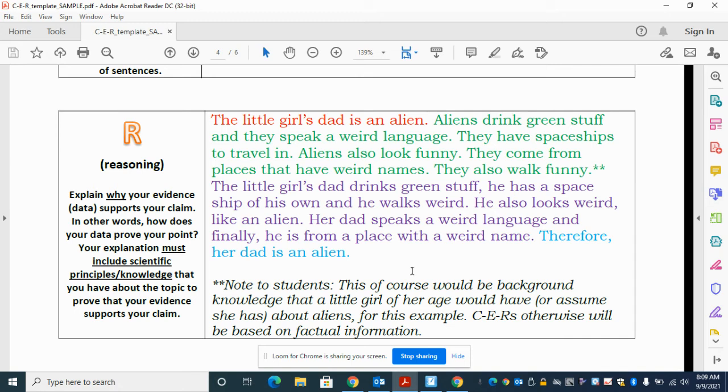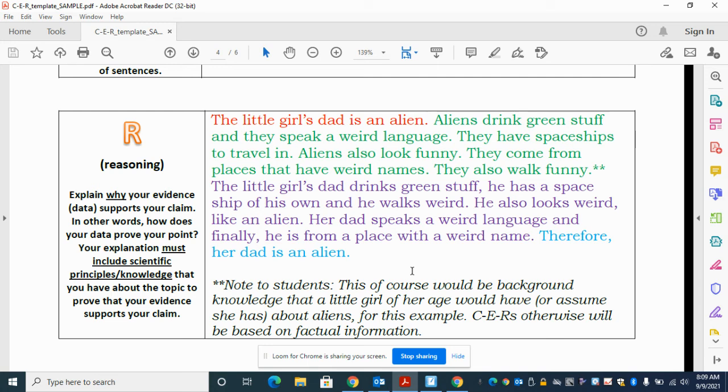It says, the little girl's dad is an alien. Aliens drink green stuff, and they speak a weird language. They have spaceships, and they come from places that have weird names. They look funny, and they also walk funny. The little girl's dad drinks green stuff. He has a spaceship of his own, and he walks weird. He also looks weird like an alien. Her dad speaks a weird language, and finally, he's from a place with a weird name. Therefore, her dad is an alien.